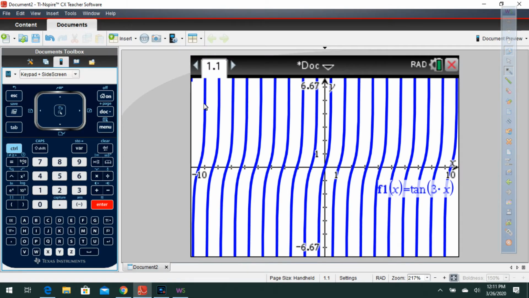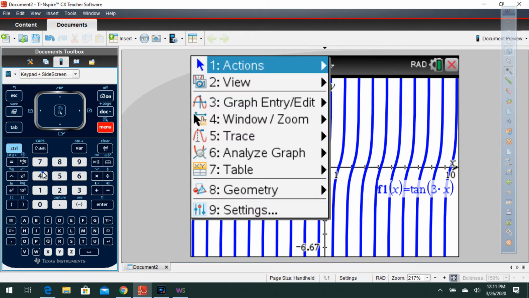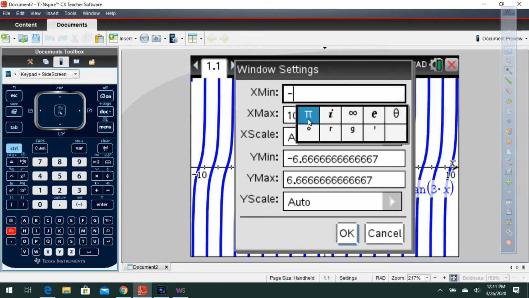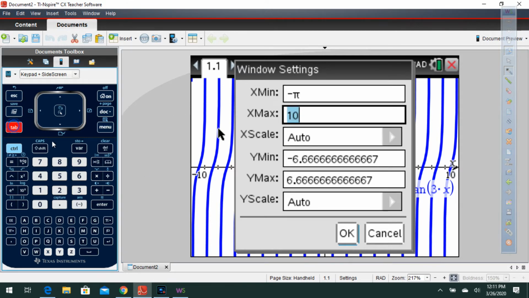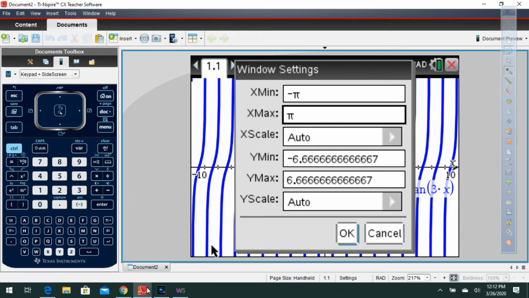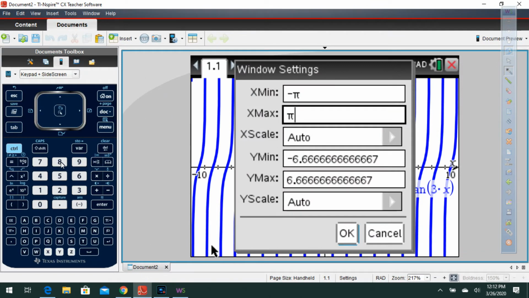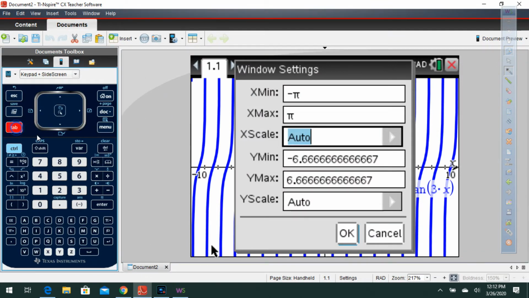So let's go over here and menu 4, 1. So we're going to go negative pi to positive pi. All right, that's where it went to. Now notice here, this is pi over 4. That's pi over 2. So let's go back over here. And we're going to put in the y scale, we're going to put pi over 8.